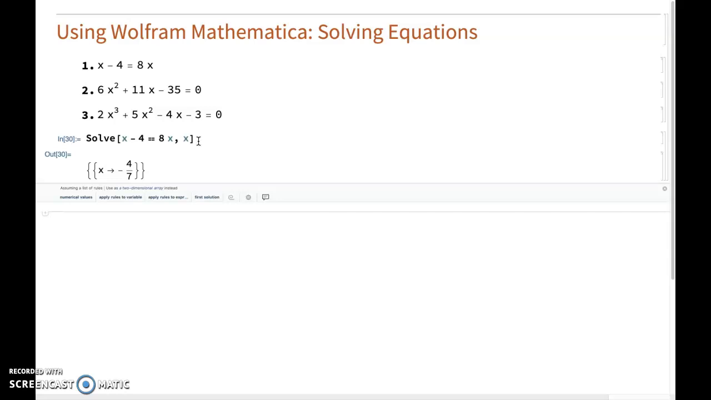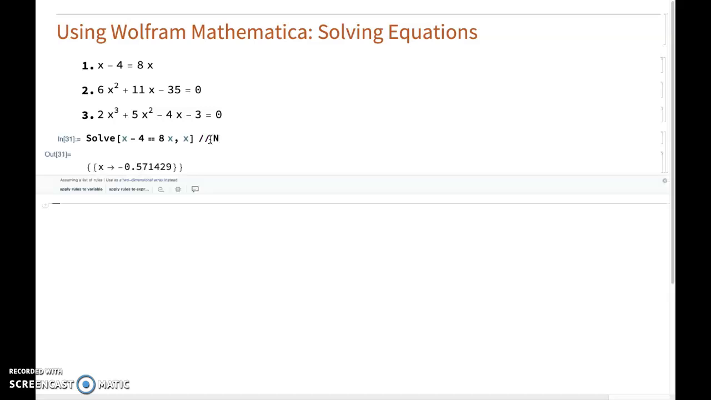except that if we're interested in seeing the answer in decimal format, you need to follow your command by a couple of slashes and then an uppercase letter N, then evaluating the cell again, you would get this value. Let me now go for the second example.